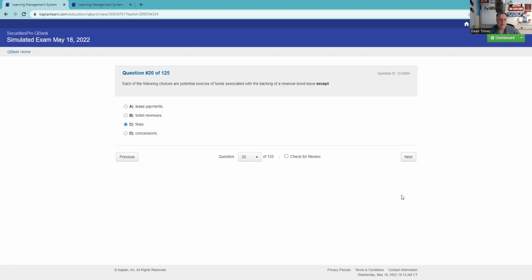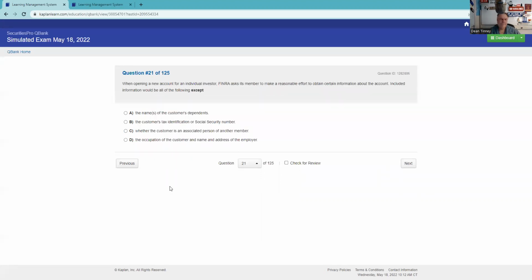Lease payments, we definitely go with a revenue bond. Ticket revenues, and maybe that's different than my fine. Concessions would be people who pay the city to lease a property for a business purpose or something like that. But I'm going to go with fines.